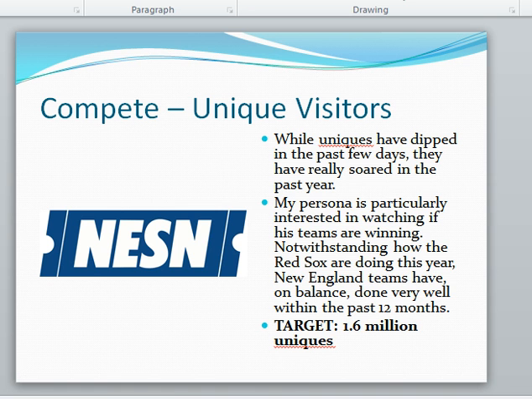Now when we look at Compete, they also are looking at unique visitors, but they've got them over the course of 12 months. And while the uniques have dipped in the last few days, they've really soared in the past year.